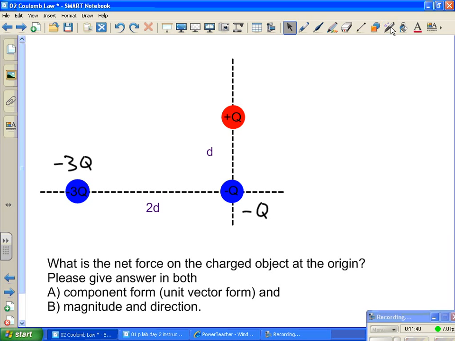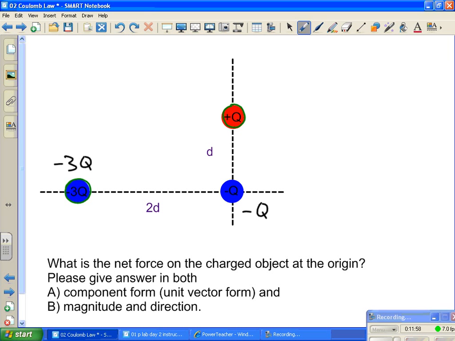And the forces that we're dealing with here: there is an electric force from this charge on the left, this negative 3q charge, and there is a force from this positive q charge above, and each of those two things applies a force.